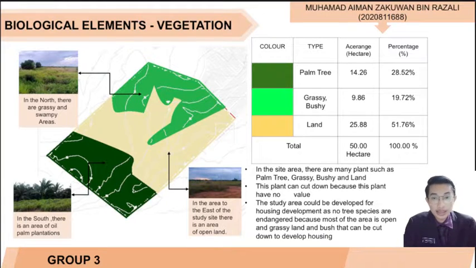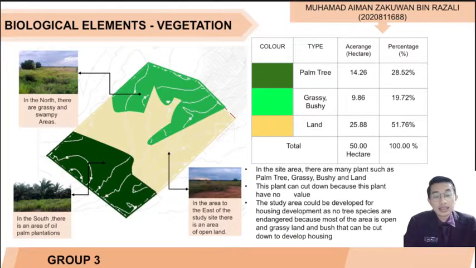So the next slide I will explain about the vegetation plan. In the analysis of the site area, there are many plants such as palm trees, grassy and bushy areas, and these plants can be cut down because they have no value. The study area could be developed for housing developments, and no tree species are endangered because most of the area is open, grassy land and bushes that can be cut down to develop housing.